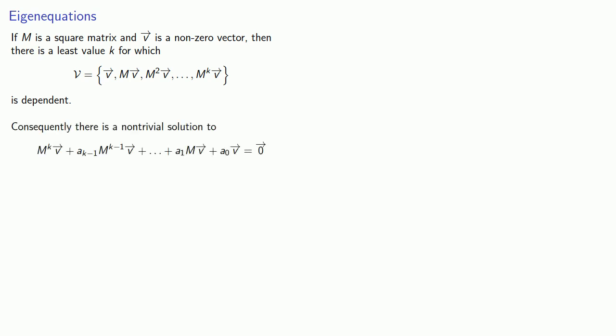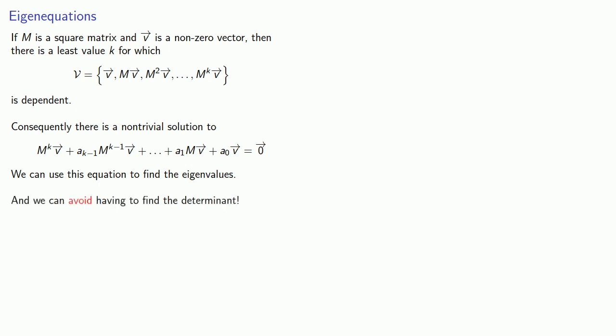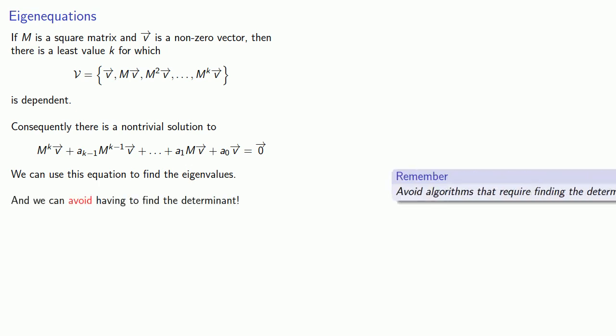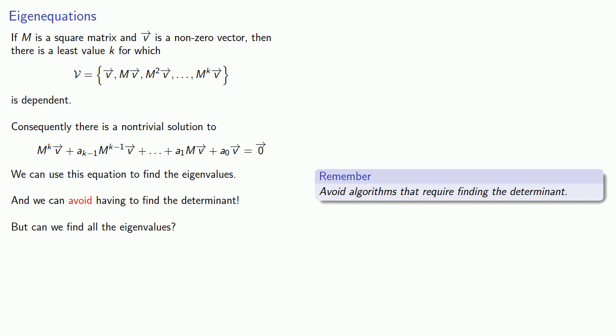So remember that if M is a square matrix and v is a non-zero vector, then there's a least value k for which the sequence v, Mv, M squared v, and so on is dependent. Consequently, there's a non-trivial solution to a linear combination of these vectors equal to the zero vector, and we can use this equation to find the eigenvalues. And we can avoid having to find the determinant, because remember, we want to avoid algorithms that require finding the determinant. But the important question here is, can we find all the eigenvalues?